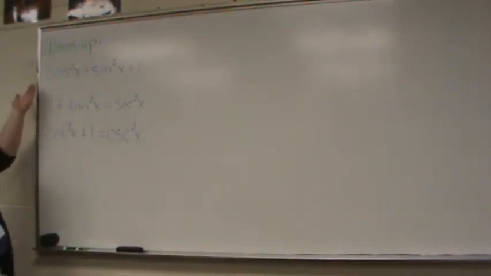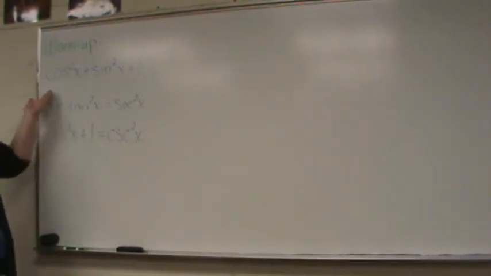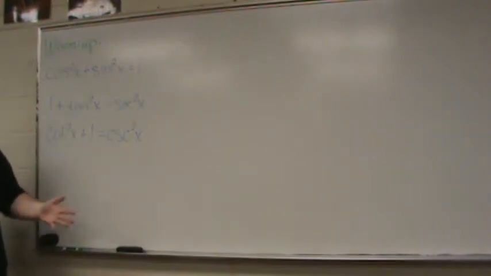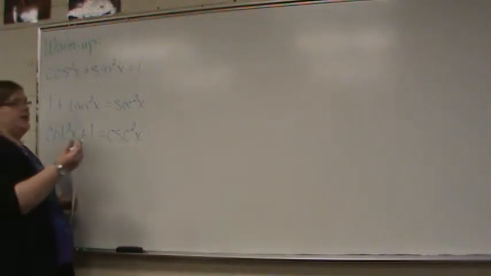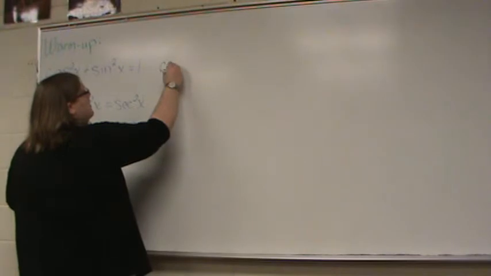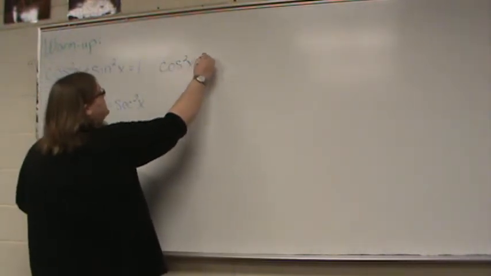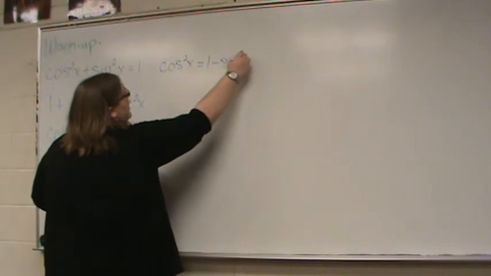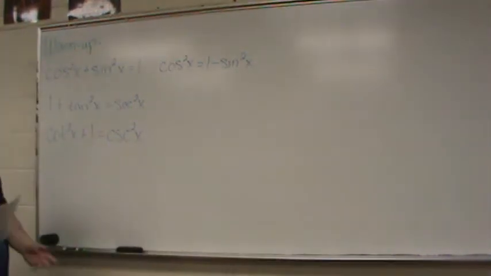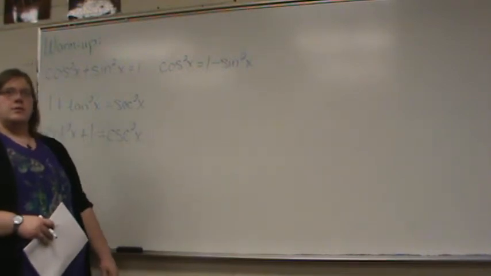Well, what if in my proof, I need to know what cosine squared x equals? One minus sine squared x. Yes. So we could just rearrange it so that we have cosine squared x equals 1 minus sine squared x. And sine squared x equals 1 minus cosine squared x.